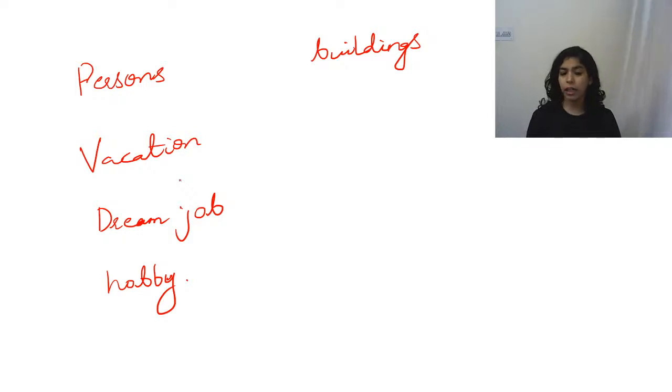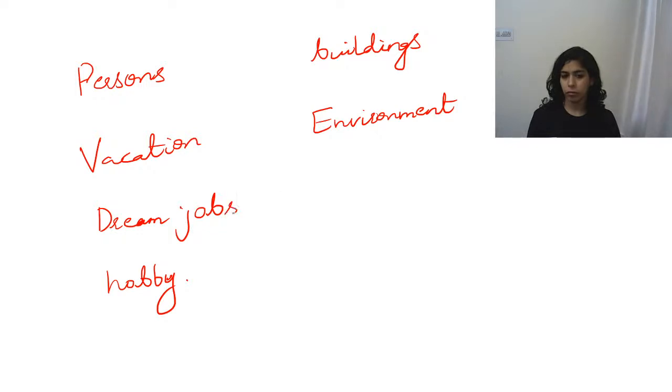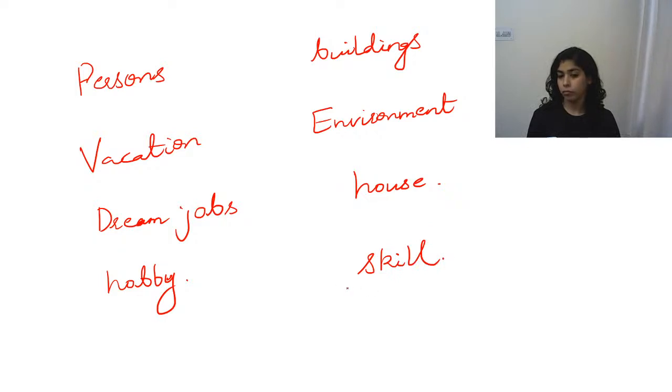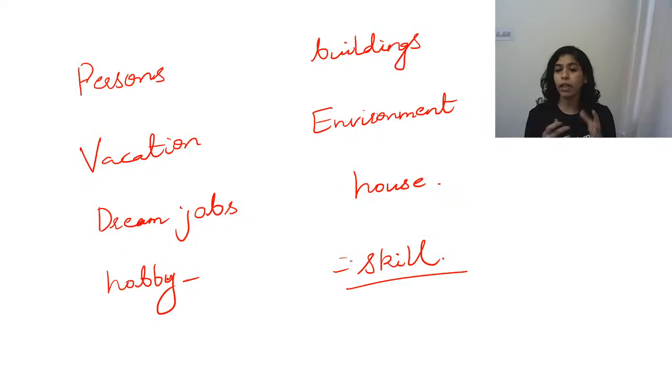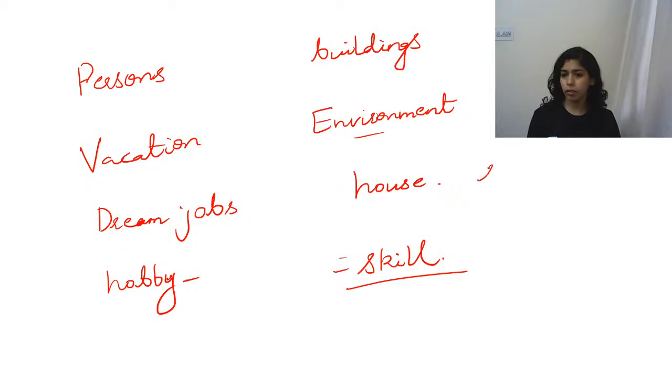You can actually start like this. Environment. They can talk about your house as well. A skill. So वो hobbies में ही आ जाएगा skill भी. मतलब quite related to one topic will be related to other. So just start preparing this. Then you can actually talk about relationships.